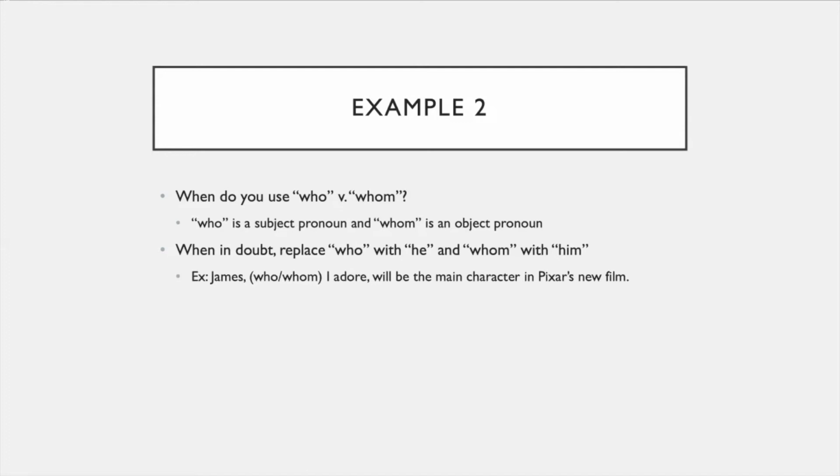"James, him I adore, will be the main character in Pixar's new film." Well, we know that grammatically we can say "I adore him," right? Because James in the sentence is receiving the action of adoration from me. So we know that an object pronoun is necessary, and therefore the sentence should read, "James, whom I adore, will be the main character in Pixar's new film."